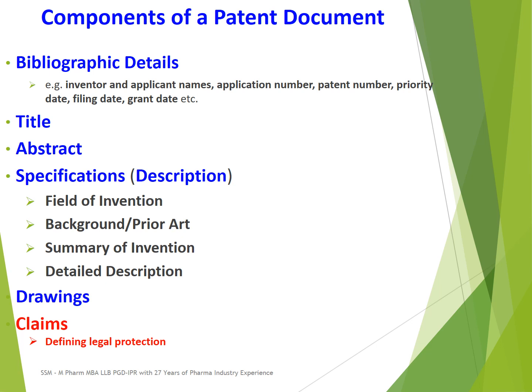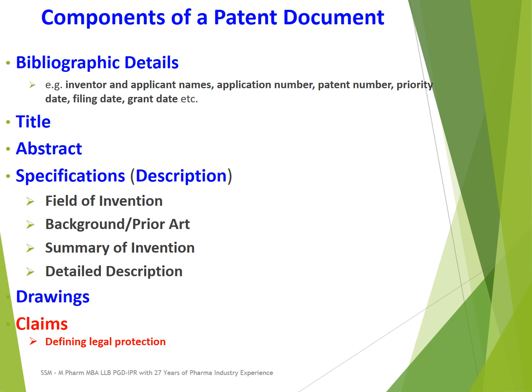If you see a patent document, among the various parts you will find bibliographic details: inventor or applicant name, application number, patent number, priority date, filing date, grant date, title, and abstract. They are all bibliographic details which you will find on the first page of the patent document.